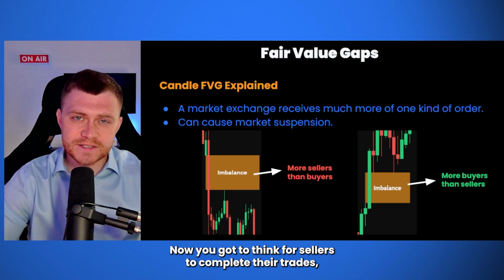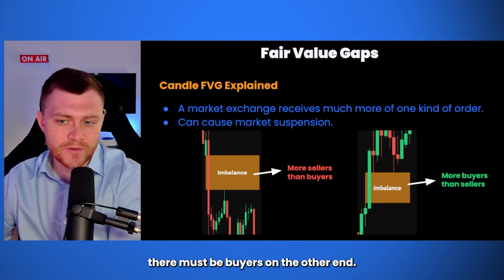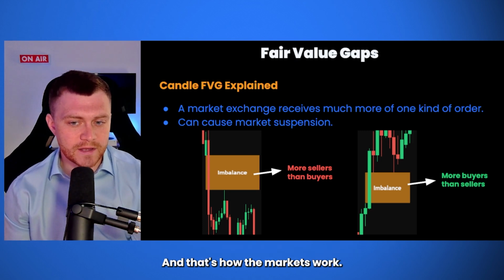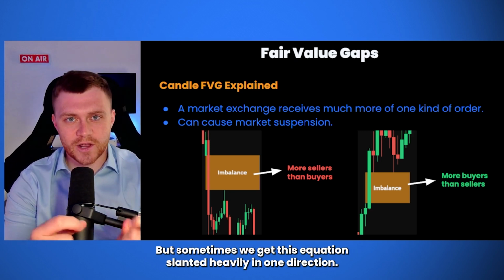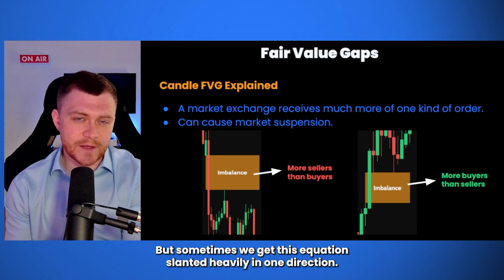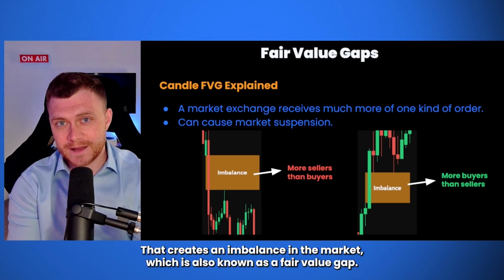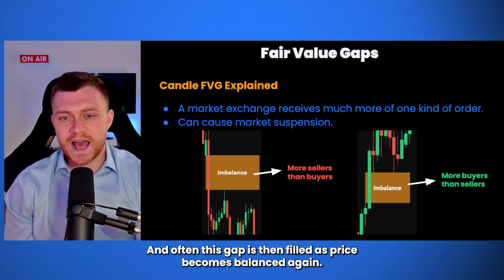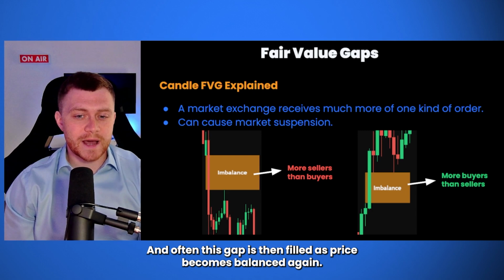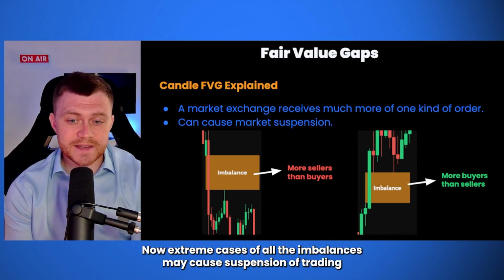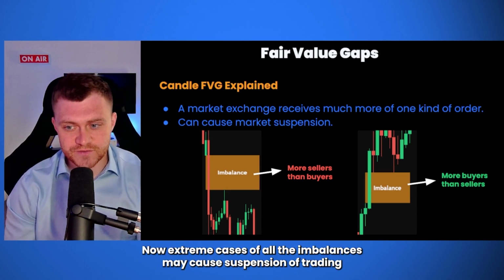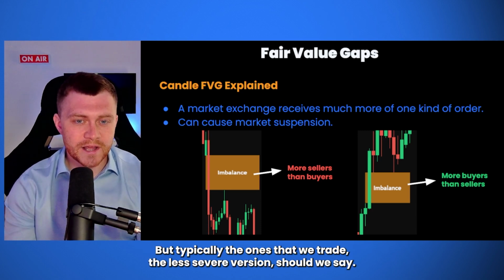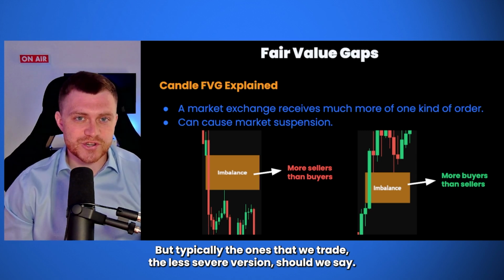Now you've got to think, for sellers to complete their trades, there must be buyers on the other end. And for buyers to complete their trades, there must be sellers on the other end. That's how the markets work. But sometimes we get this equation slanted heavily in one direction. That creates an imbalance in the market, which is also known as a fair value gap. And often this gap is then filled as price becomes balanced again. Now, extreme cases of order imbalances may cause suspension of trading until that imbalance is resolved, but typically the ones that we trade are the less severe versions, shall we say.